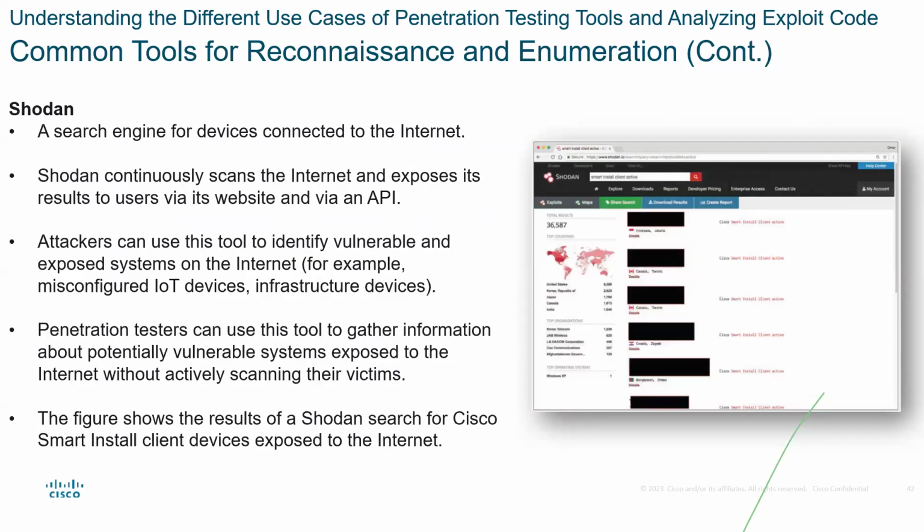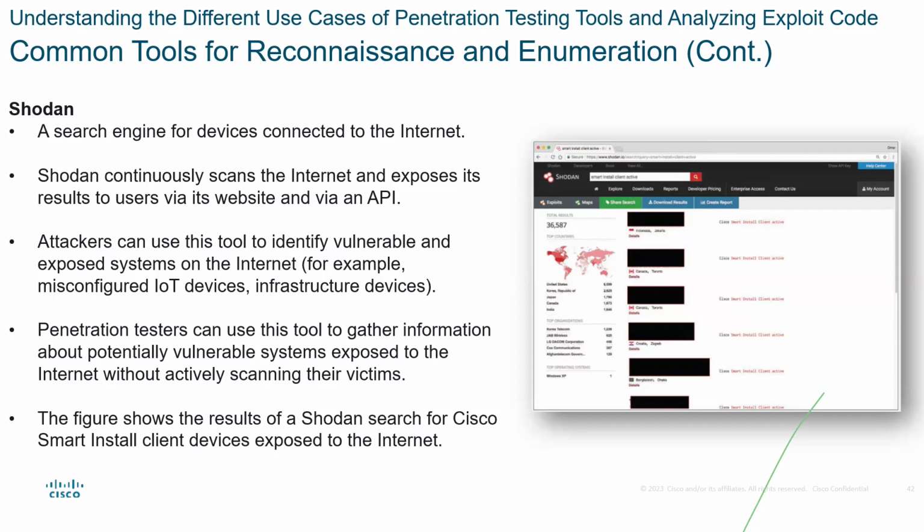Shodan is a search engine for devices connected to the internet, right? It can scan the internet and expose the information, especially the ones that interact with APIs. So those ones are there. This is a tool that can be used to gather information about potentially vulnerable systems exposed to the internet.